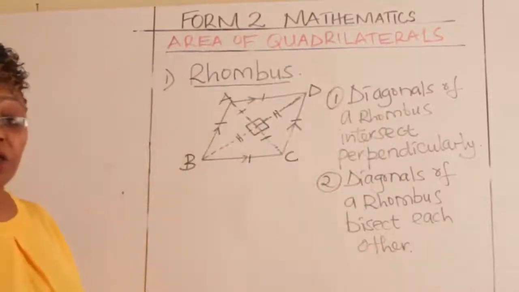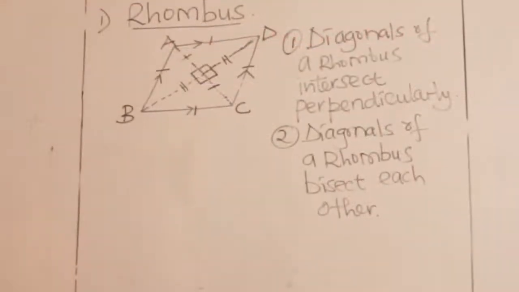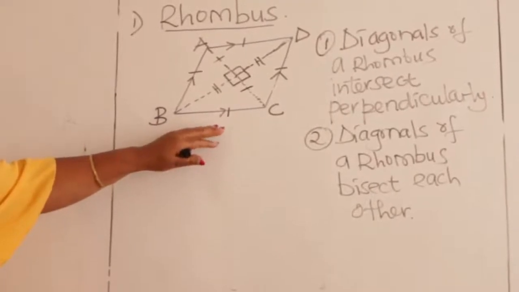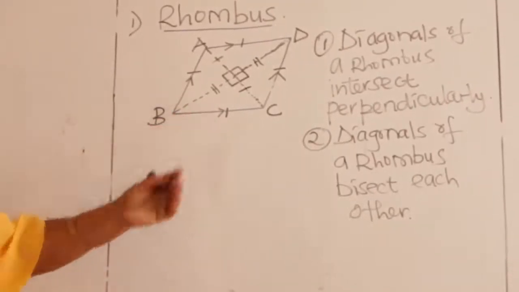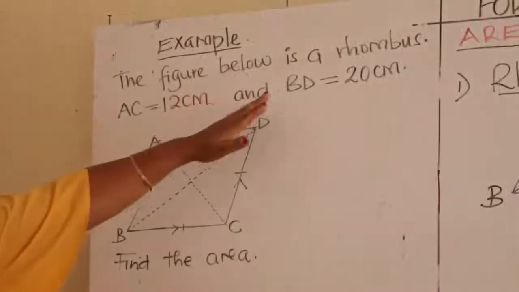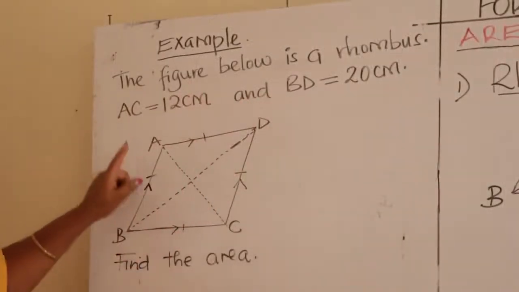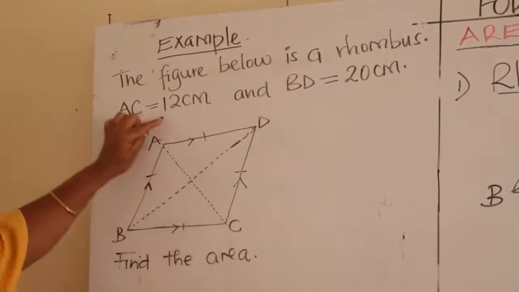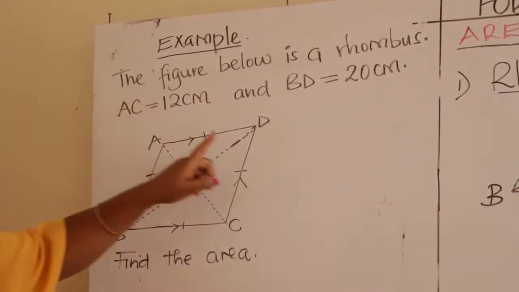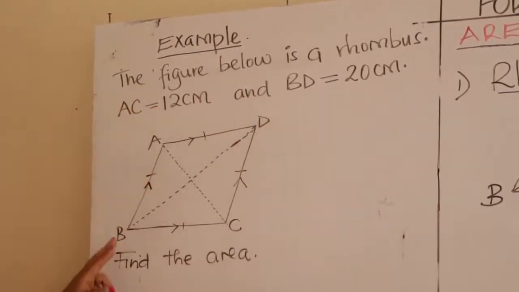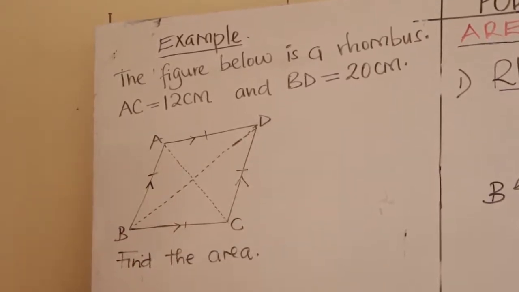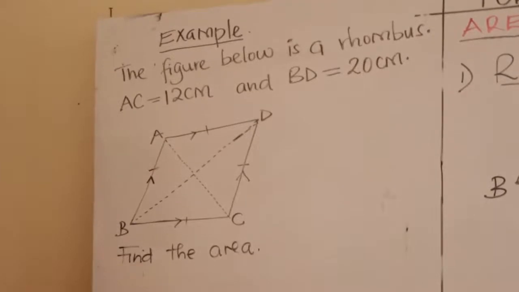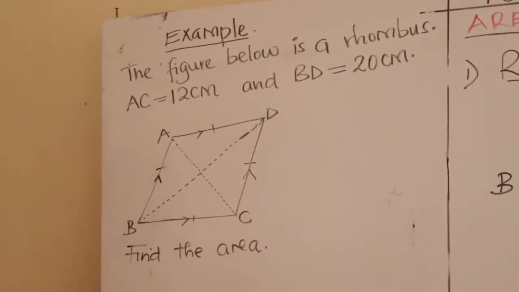Good. With those two properties now, we can look at an example of how to find area of a rhombus. The figure below is a rhombus. AC, this diagonal here, is 12 centimeters, and BD is 20 centimeters. The longer diagonal is 20 centimeters. Then you should find the area.